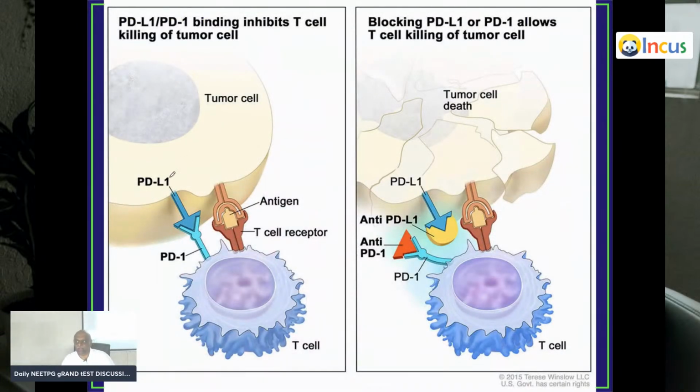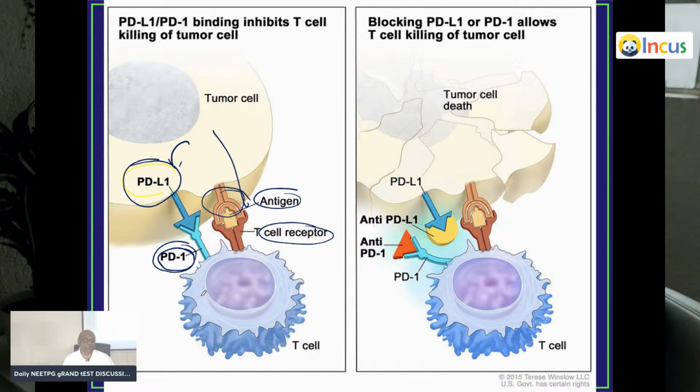So there is something called PD L1, doctor. This is PD1. This is ligand. This is the receptor. So here you have T cell receptor and tumor express antigen. So PDL1, PD1 binding, it will inhibit the T cell from killing the tumor cell. And blocking this PDL1 or PD1 will allow T cell to kill the tumor.